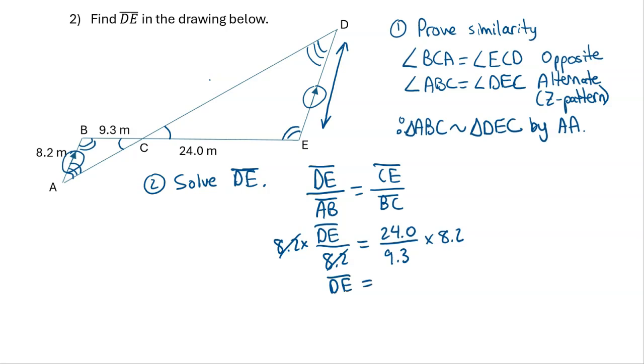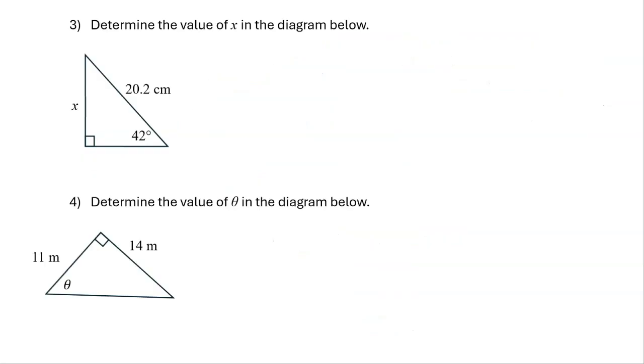The 24 times 8.2, if you wanted to do that intermediate step, you don't have to do that necessarily. But if you did, it would give you 196.8, and your denominator being 9.3 would give a DE value, a length of DE of 21.2 meters. Then you want to do just a quick mental check to say that's a little bit shorter than 24, just like 8.2 is a little shorter than 9.3 on the small triangle.